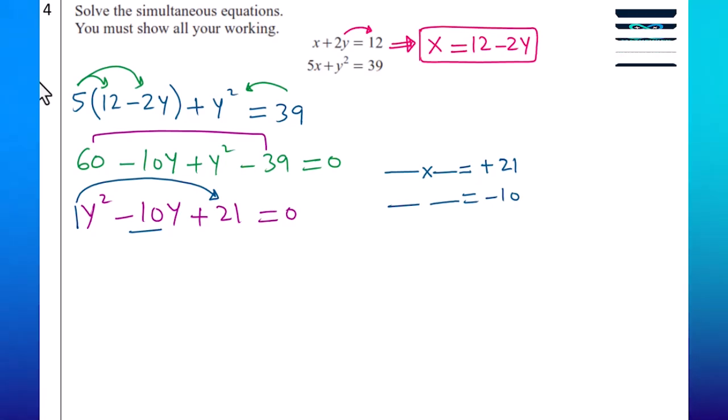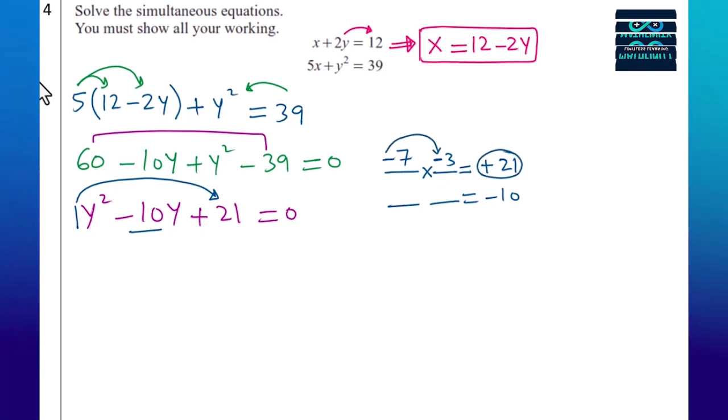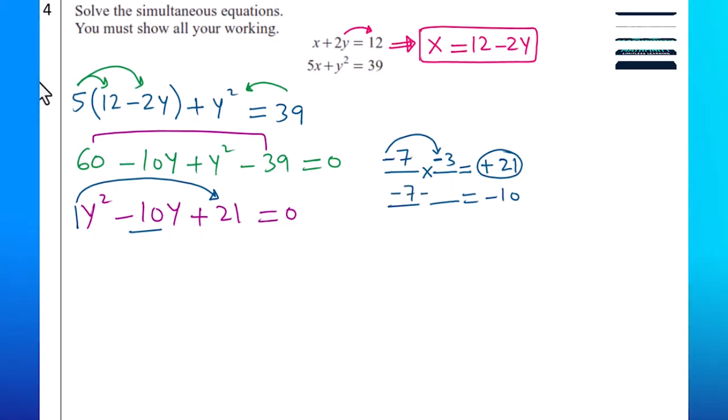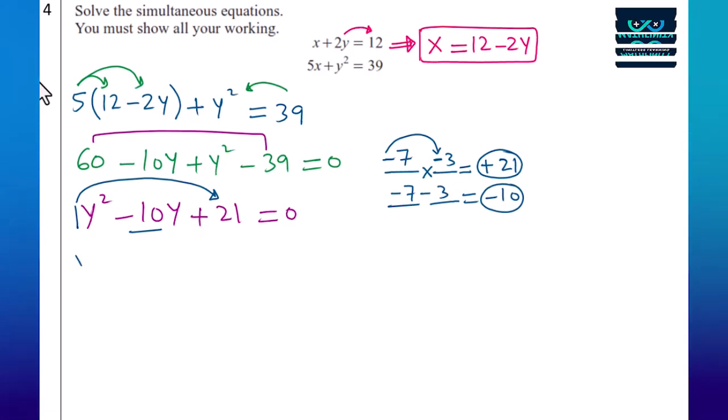So I think table 3, let us try with table 3. 3 times 7, yes, I think we can form. So we can write here 7, negative 7, negative 3. Because negative and negative, when you multiply them, it will become positive. So we will get positive 21, and negative 7, negative 3, we will be able to get negative 10. So we have to write here y square minus 7y minus 3y plus 21 equal to 0.